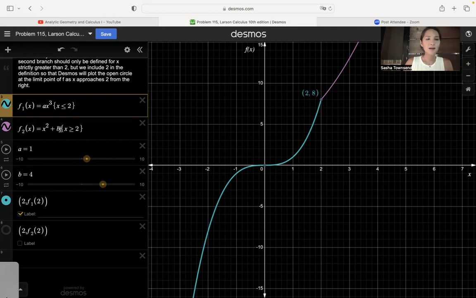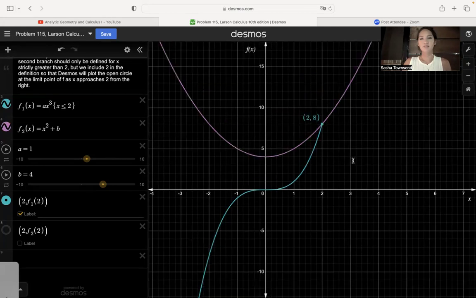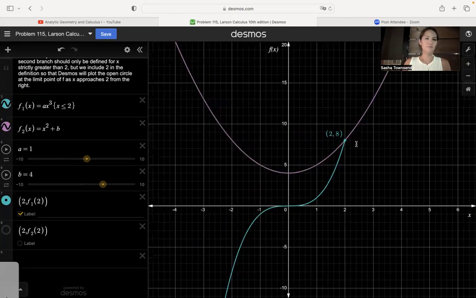And then this is just a parabola. I'm going to get rid of that restriction so that we can see it. That's x squared plus b, where b is equal to 4 in this case. So when x equals 0, y equals 4. Just a parabola shifted up 4 units.